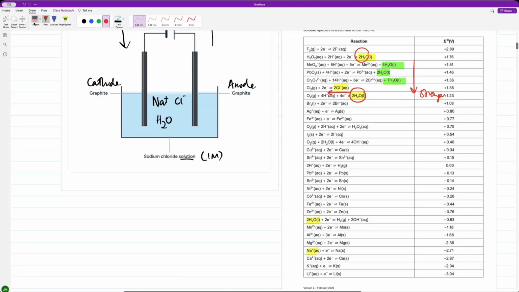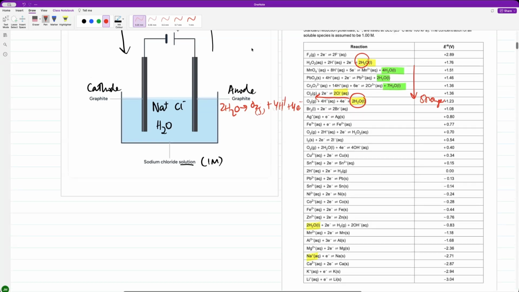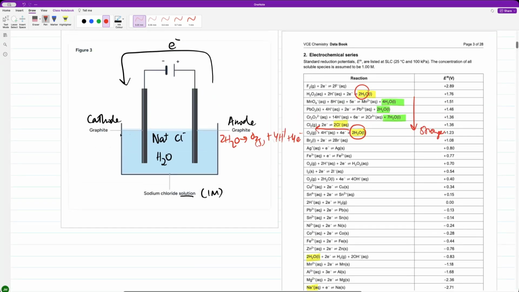All right, anyways. Now, we have to figure out what's available at each of these electrodes. So what's available at the anode? Well, chloride is available at the anode, but so is water. And water is stronger because it's lower down on the right-hand side. So water will end up oxidizing. So we'll get 2H₂O will become O₂ gas plus 4H⁺ plus 4 electrons. Those electrons are going to be sent around the circuit to the cathode.